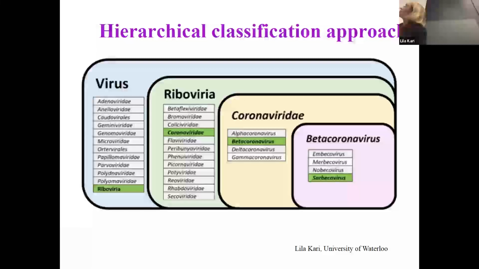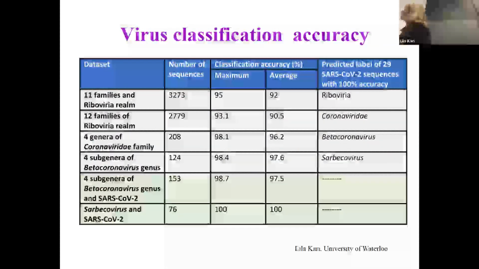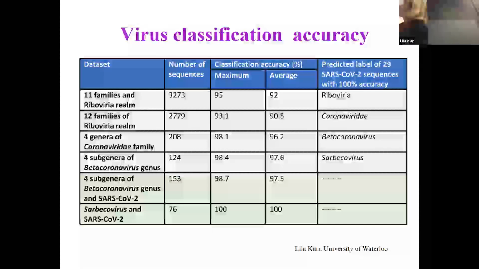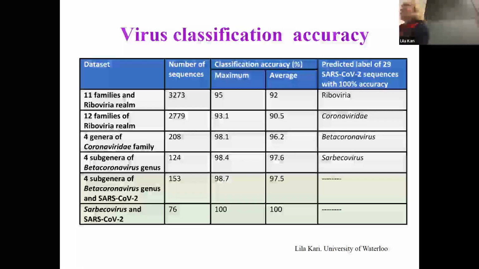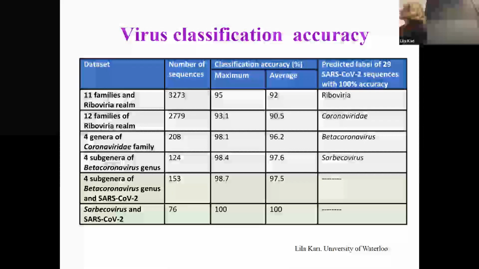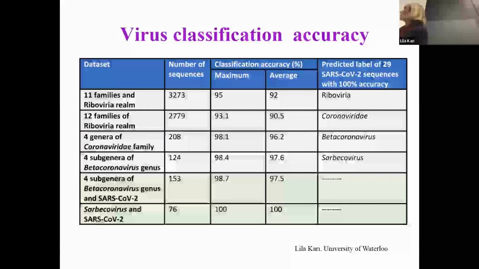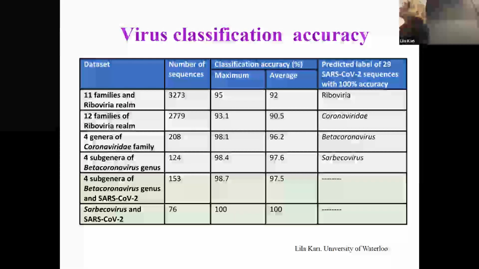And then you classify Riboviria into its subclasses, whatever there is, and aha, it belongs to Coronaviridae, and so on, until you figure out that it's part of Betacoronavirus, and is the Sarbecovirus and part of Betacoronavirus. So the accuracies were pretty good. At each level of hierarchical classification, 95, 93, down to whatever. At this point, it was 100%.